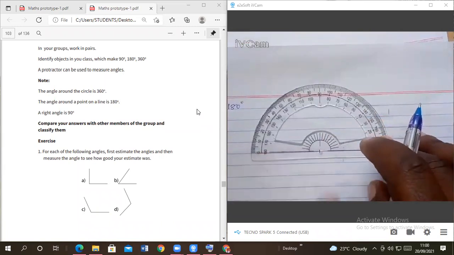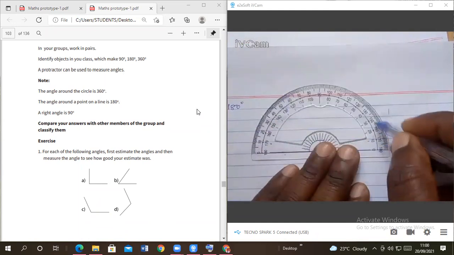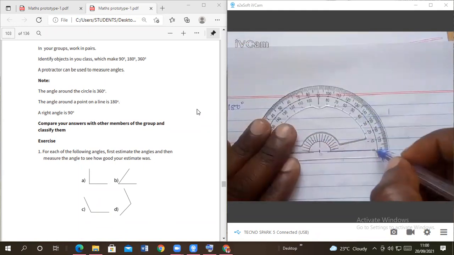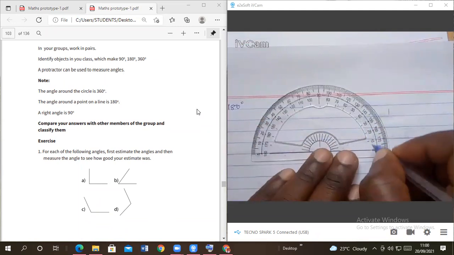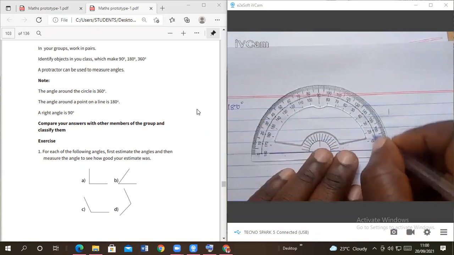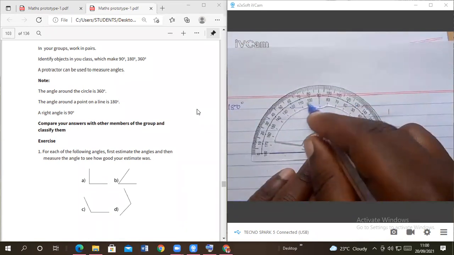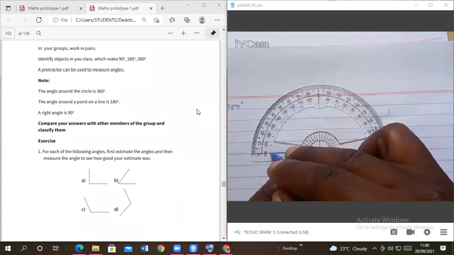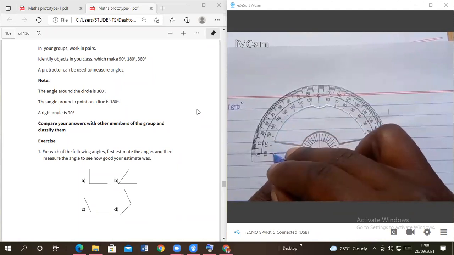It is up to you. 0 can start from this side, or 0 can start from this side. Are we together? So I'm going to start my 0 from this side. Now, if this is 0, then 10, 20, 30, 40, 50, 60, 70, 80, 90, 100, 110, 120, 130, 140, 160, 170, 180. So 180 is here.